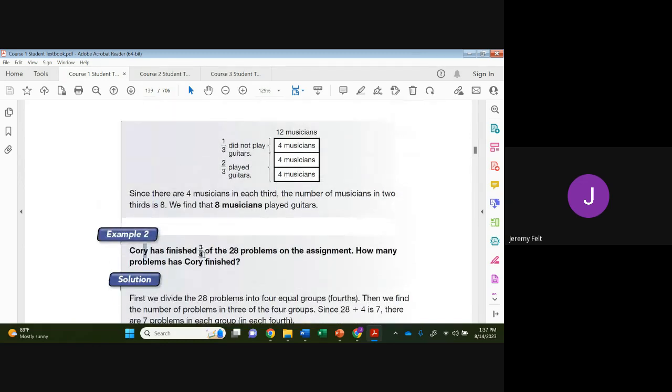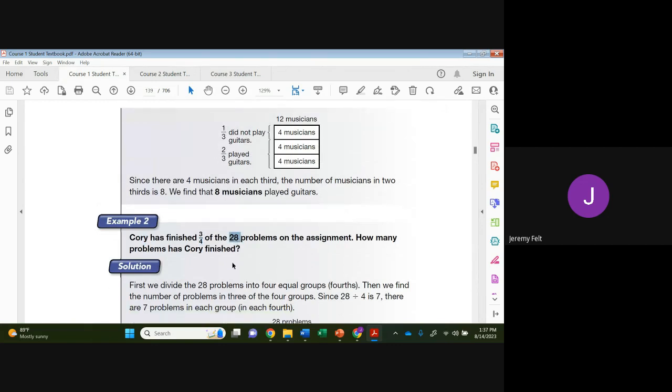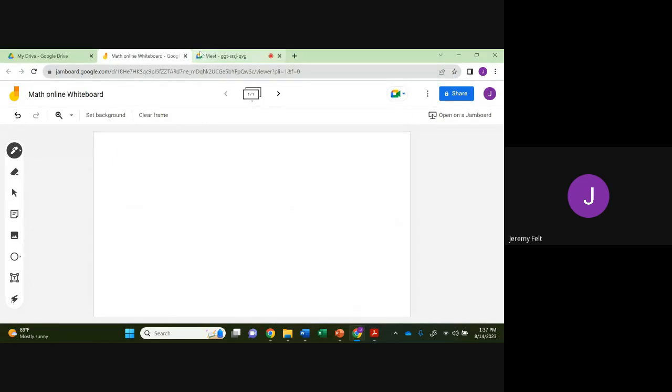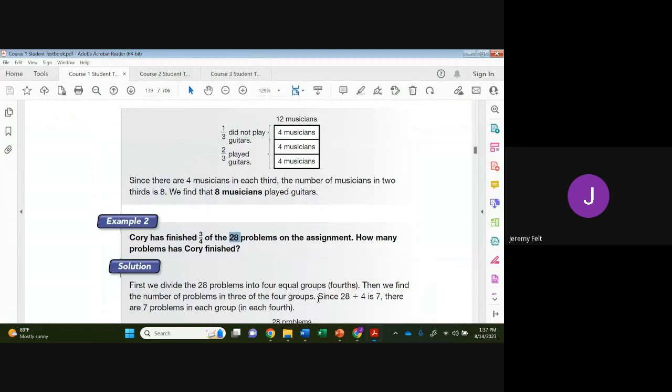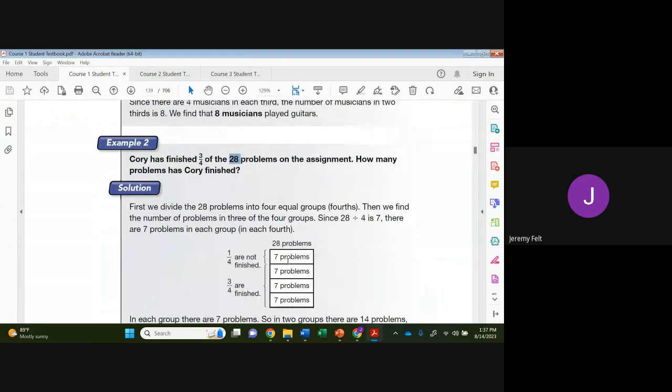3/4, so we're looking at 4 groups. The total is 28, so 28 divided by 4 is 7. So there's going to be 7 in each group. Okay, so 7, 7, 7, and 7. So 1/4 are not finished. 3/4 are finished. So that would tell us 21, 7 times 3. The problems are finished. 7, which is 1/4 of 28. 7 problems are not finished.